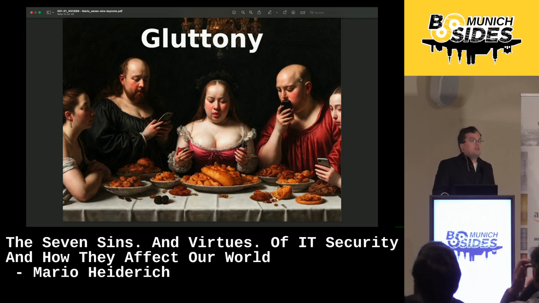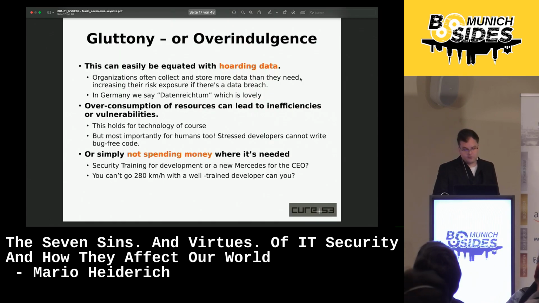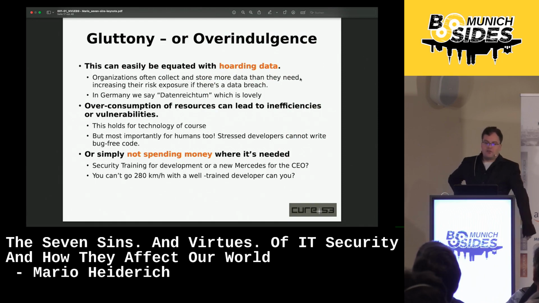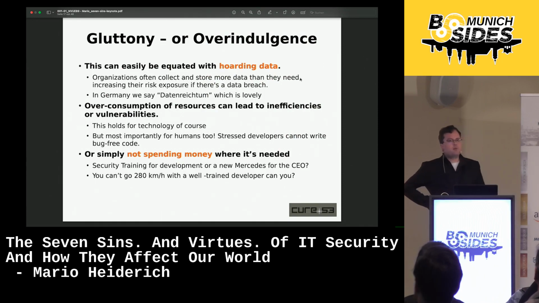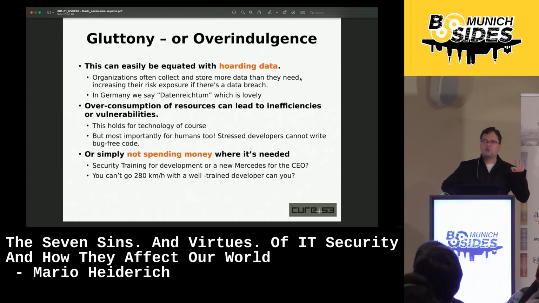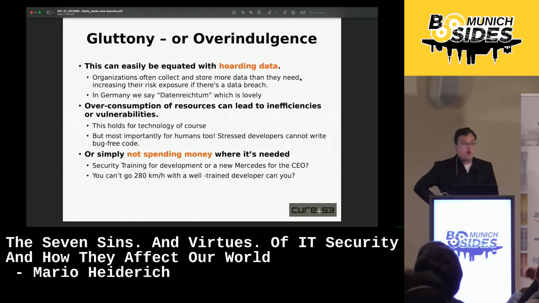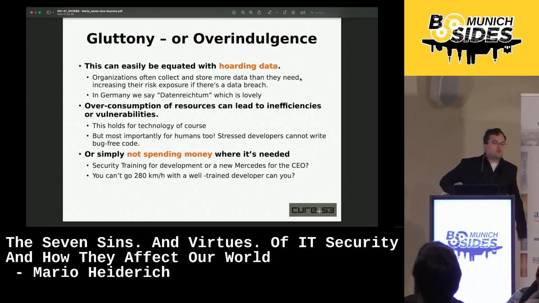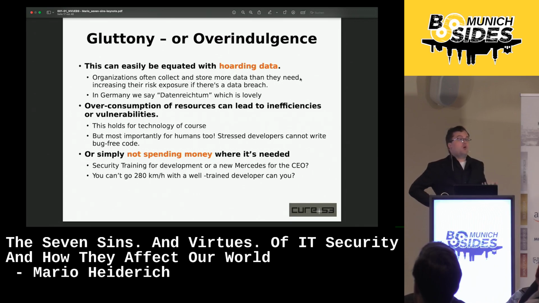We could also talk about gluttony, the second of the seven sins on that list, and wonder how it could actually transfer into our modern world. With gluttony and overindulgence, we can probably equate this simply with hoarding a lot of data, just getting as much data as possible. In Germany, we know this word Datenreichtum. I find this beautiful. I'm not really sure if other languages have this, but it pretty much puts it right on the spot. Or just as well, the overconsumption of resources that can lead to inefficiencies or vulnerabilities in the end, which holds for lots of technologies, but can also hold for us humans.